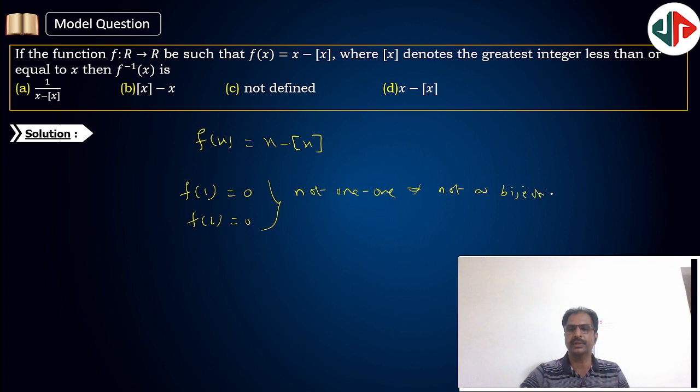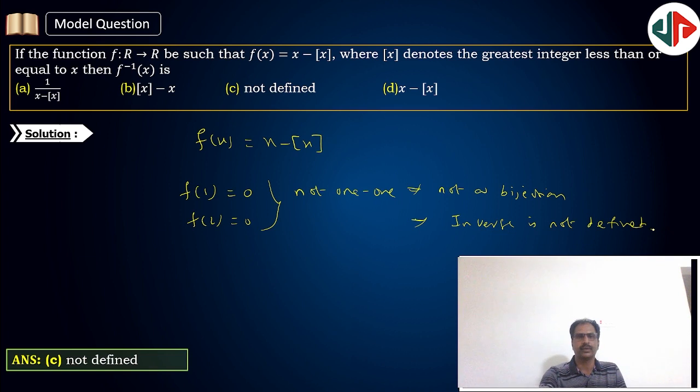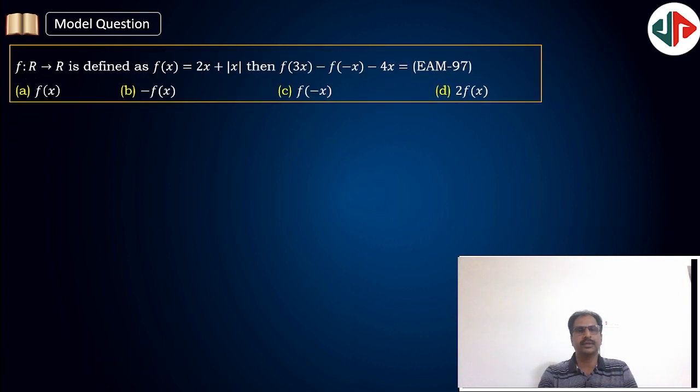If it is not a bijection, inverse doesn't exist, or inverse is not defined. So given function is not a bijection, and hence inverse is not defined or doesn't exist. Option C is correct. So let us start solving problems on functions.